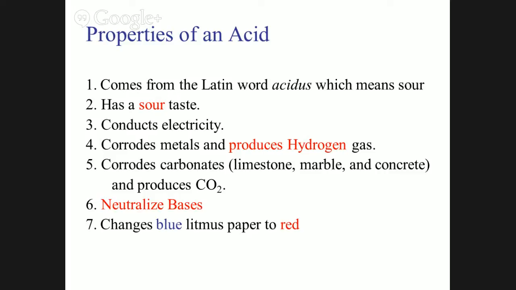In fact, we poured some acid just the other day out on the track on one of the cement concrete platforms used for the discus because it had gotten too smooth. By pouring some acid on it, that will in fact eat away some of the concrete, make it a little bit rougher, not so slippery. Acids neutralize bases, and acids will change blue litmus paper to red.